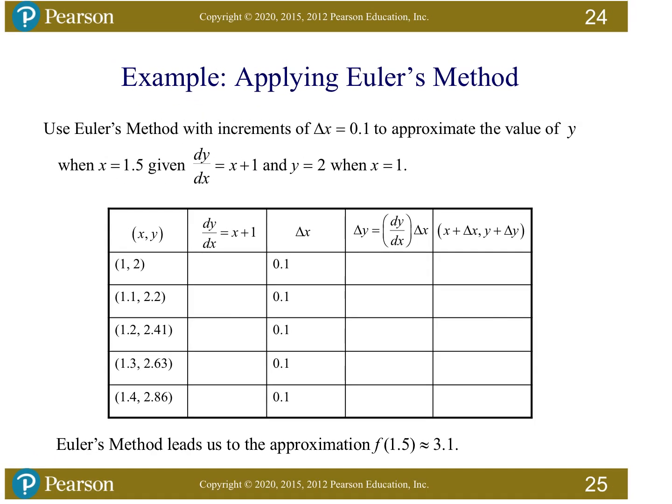Okay, the incremental values we're going to use are going to be 0.1. So each time that'll be our run. We're going to run 0.1 to the right so that we can evaluate. We are starting with the initial condition that y is 2 when x is 1. So that gives me my initial starting value here. We're also given what the slope is, and the slope is determined this way. So that is my slope, and I'll be finding that in this column right here.